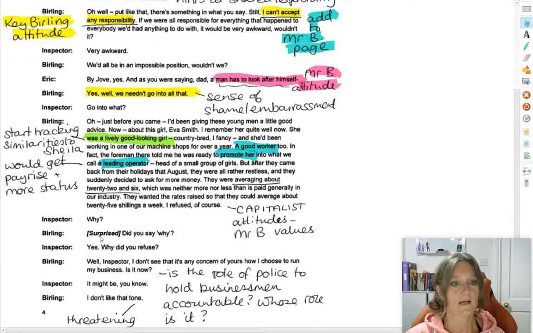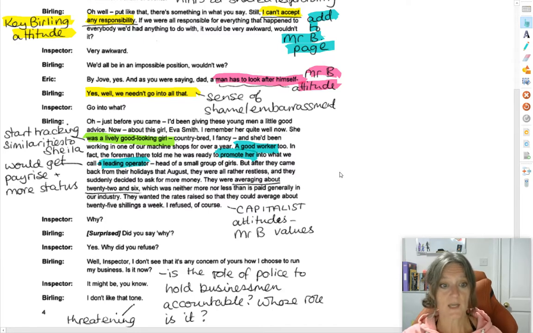So let's see what Birling says. "Oh, I'd just been giving these young men a little good advice. Now, about this girl, Eva Smith, I remember her quite well now. She was a lively, good-looking girl, country bred, I fancy. And she'd been working in one of our machine shops for over a year. A good worker, too. In fact, the foreman there told me he was ready to promote her into what we call a leading operator, head of a small group of girls."